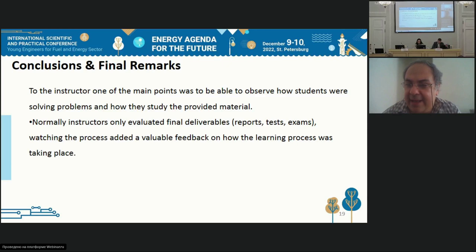And see what was the problem, what they are not understanding from the textbook, what they are not understanding from the accident report, so I could have immediate interaction and intervention on the students, instead of only paying attention to reports, tests, and exams. So I had an opportunity to watch the process happening. So this is very important to anyone that is involved in preparing people in education.